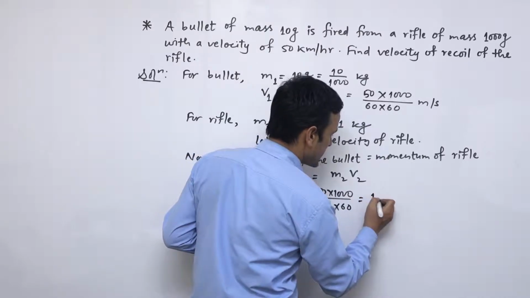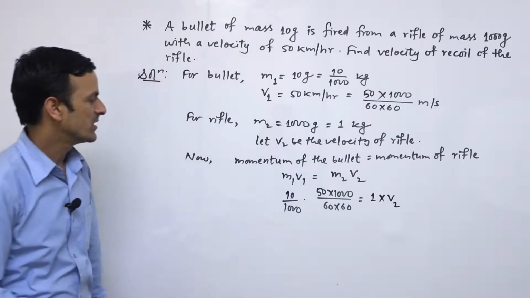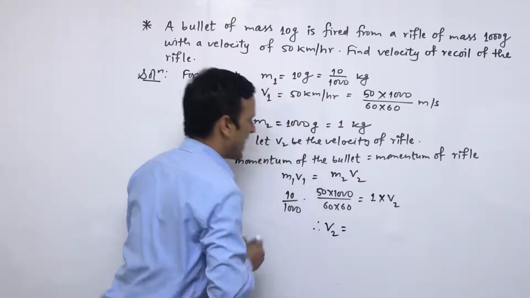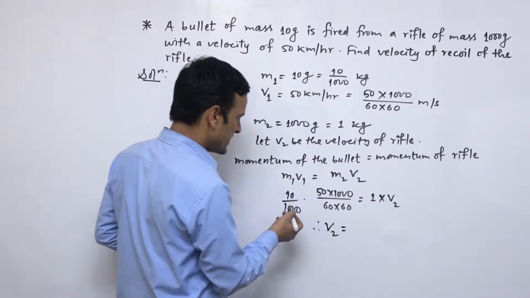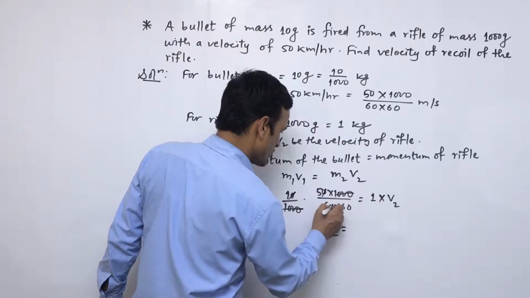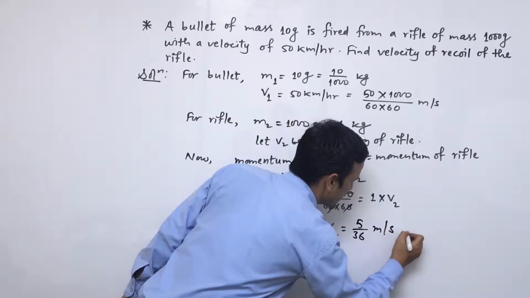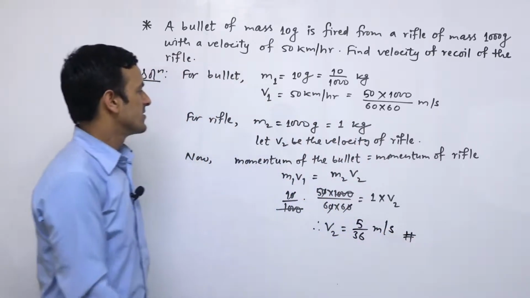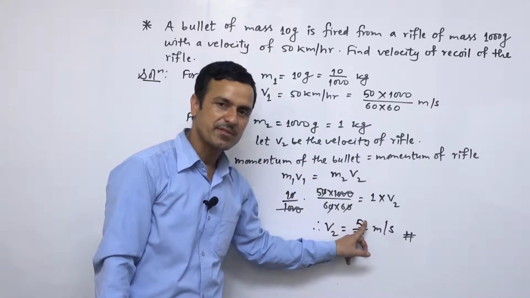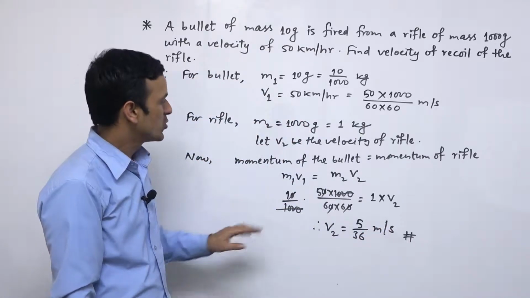The mass we have is 1 kg, and v2 is what we are going to find. So from calculation we can find the value of v2. We can cancel this term. 1000 cancels, and here the two zeros and two zeros cancel. So 5 upon 36 meter per second is the answer. So the velocity of the rifle, which is denoted by v2, is 5 upon 36 meter per second. So this is the solution.